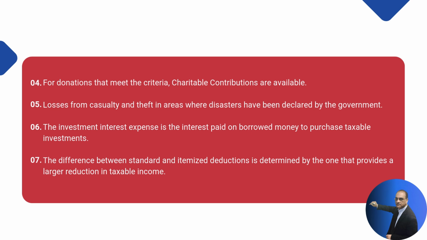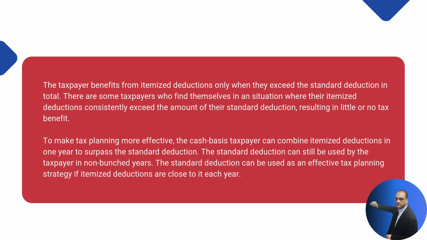Number 7, the difference between standard and itemized deduction is determined by the one that provides a larger reduction in taxable income. The taxpayer benefits from itemized deductions only when they exceed the standard deduction in total. So basically, whichever is higher, we will use. If the standard deduction is higher, we will use the standard deduction in order to reduce the liability. Otherwise, we will use the itemized deduction.